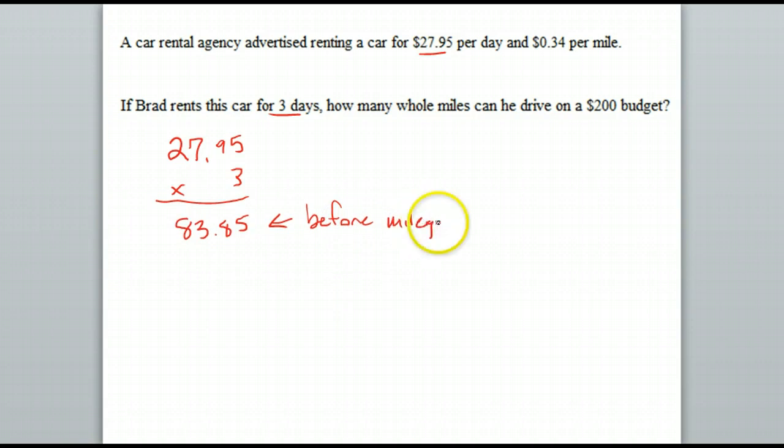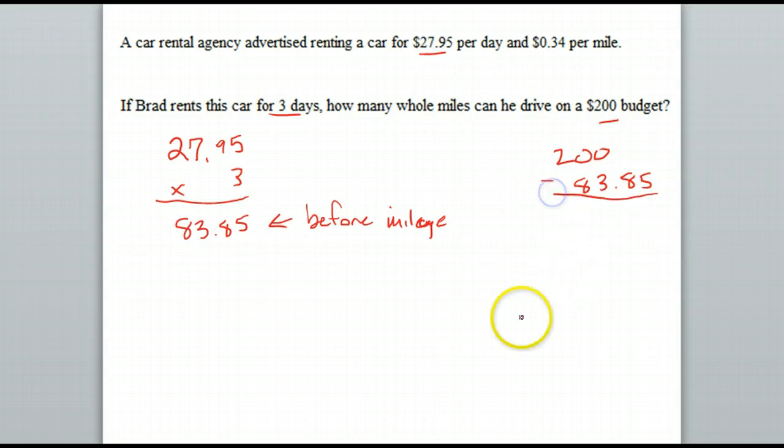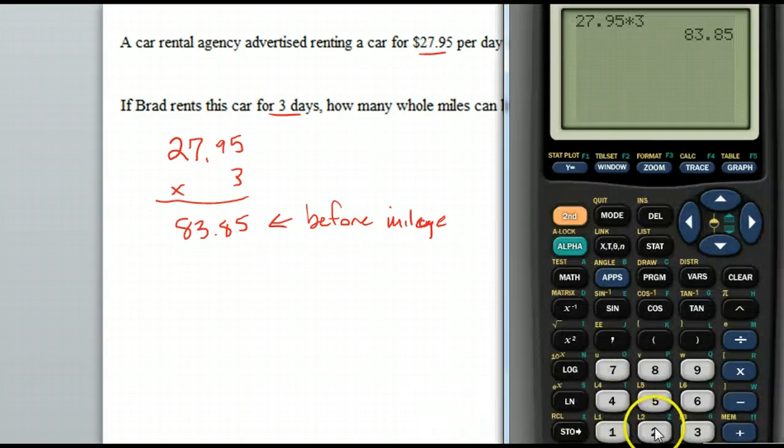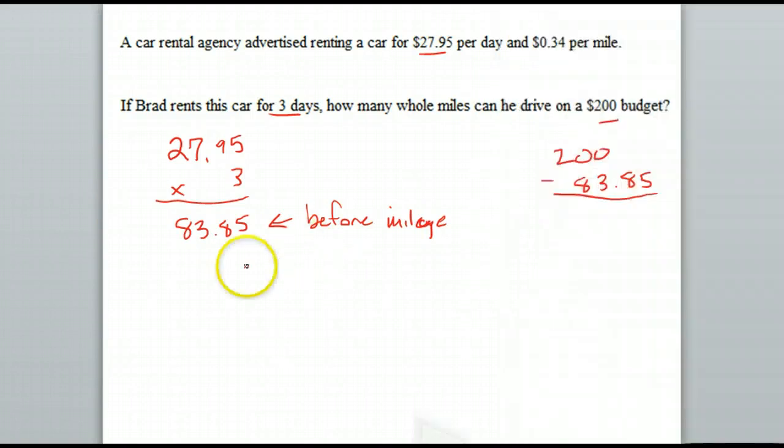So we could take that off of this $200 budget because he's already going to spend that much just renting it for that 3-day period. So there's $116.15 is what he has left. Now, what are we going to do with that $116.15?